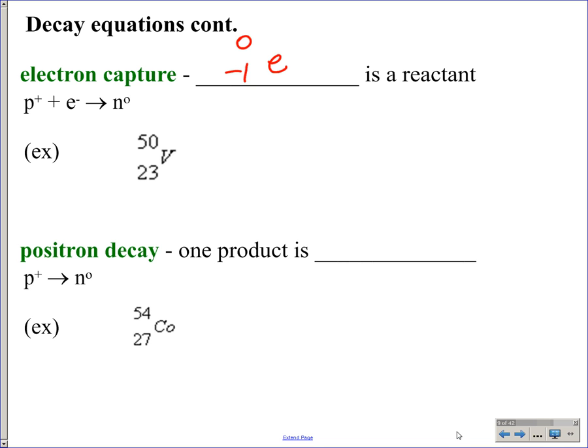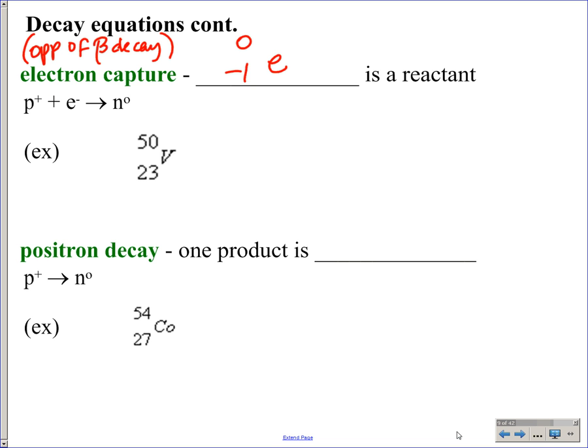So here we've got vanadium 50, and this is a kind of opposite of beta decay. You've got a proton and an electron coming together to become a neutron. So now this electron is becoming incorporated into the nucleus, and it does so by combining with a proton in order to make a neutron. So make sure you know it's opposite of beta decay. So it's like electrons are bombarding the nucleus.